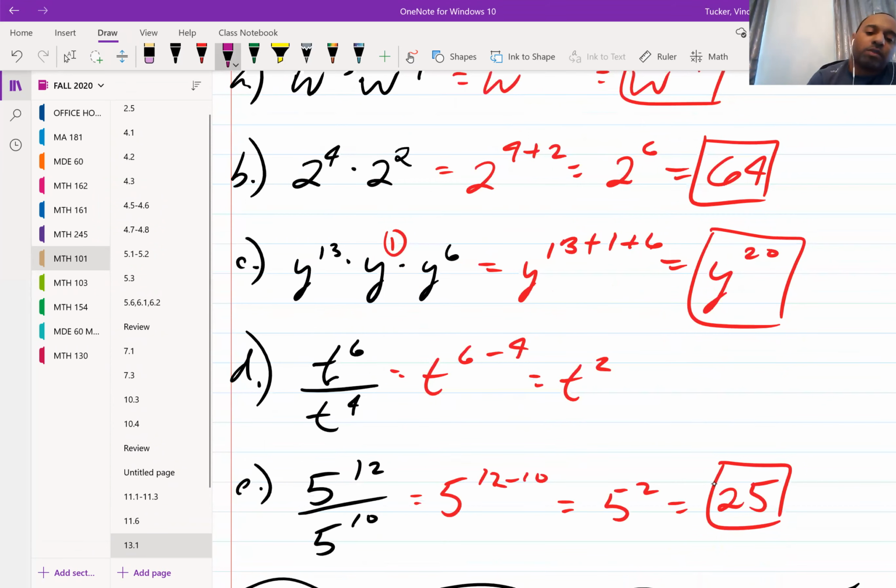5 to the 12th over 5 to the 10th power. Once again, division means you're going to subtract your exponents. So that'll be 12 minus 10, which is 2. And then 5 squared is 25.